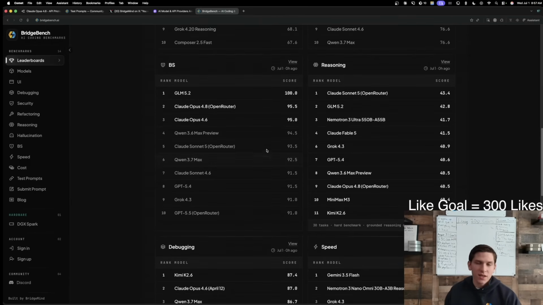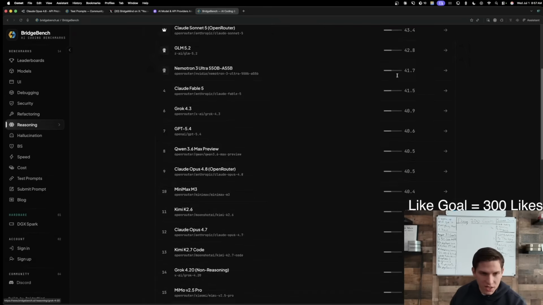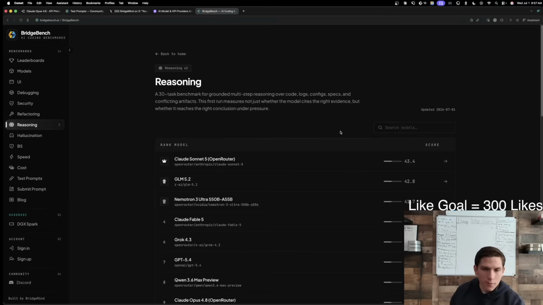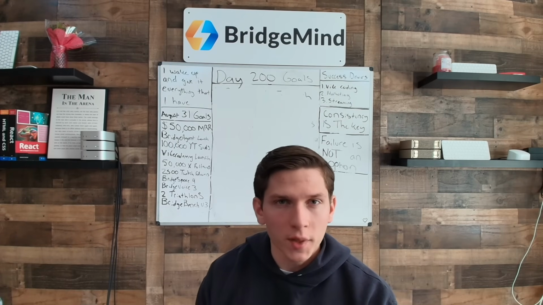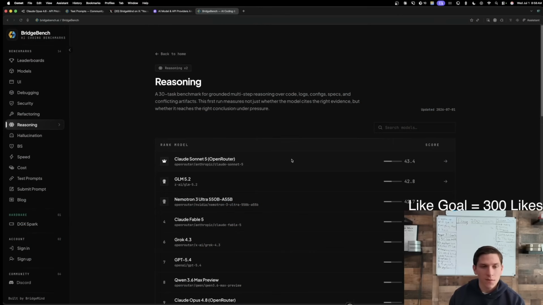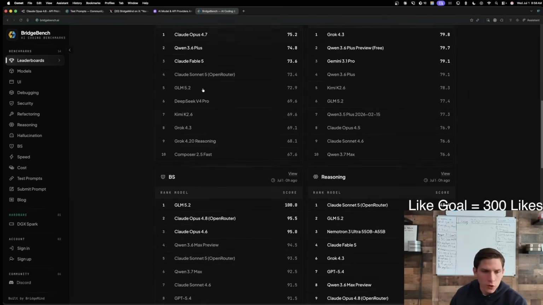So the biggest thing here is that it actually does perform very well on the reasoning benchmark, okay? This is actually one of the most challenging benchmarks in BridgeBench. So the differences in scores are pretty substantial, and it actually scores #1 on the reasoning benchmark. And I do think that this is because of the new tokenizer. It spends so many tokens reasoning that it makes sense that Sonnet 5 would score #1 in reasoning. So it beats out GLM 5.2 here, but really that's the only place that it's standing out.